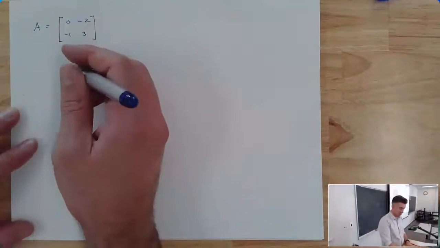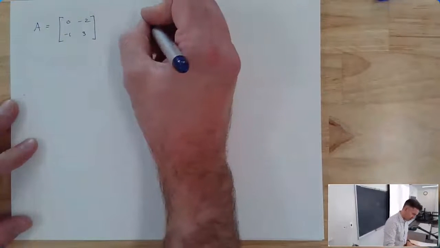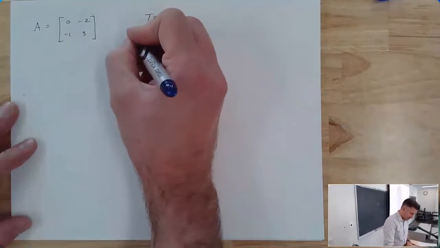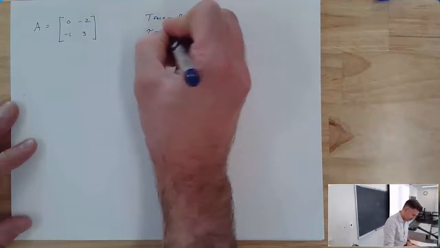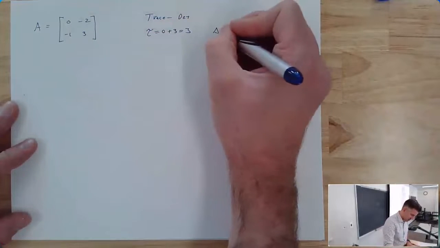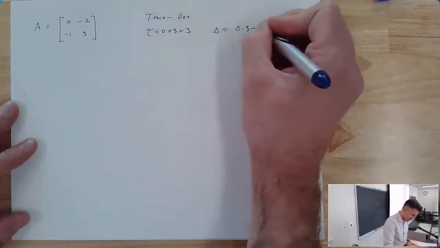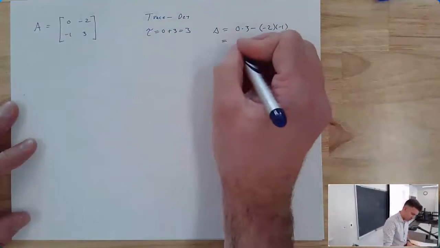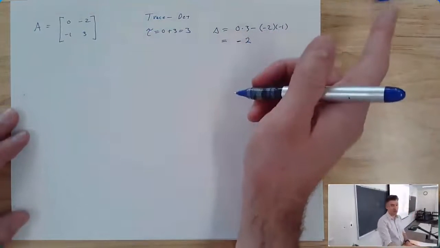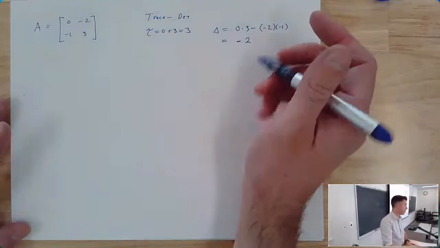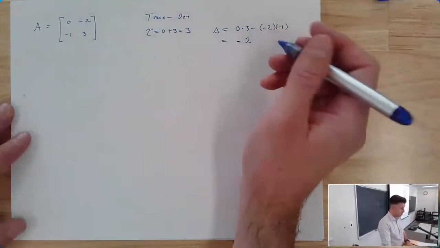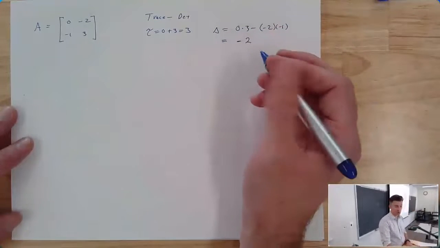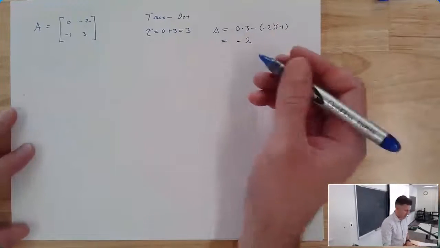Again, I'm going to use the trace determinant method. Actually, I'm going to do it both ways. So trace determinant. We have that the trace is 0 plus 3, and the determinant is 0 times 3 minus -2 times -1, which is equal to -2. Since it's negative, we can automatically conclude that we're going to have a saddle. We'll still do more work, but I just want to point out that this determinant being negative means we have a saddle for sure 100% of the time, which is great. Well, let's do a little bit more.